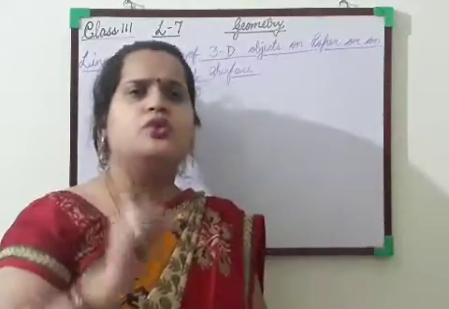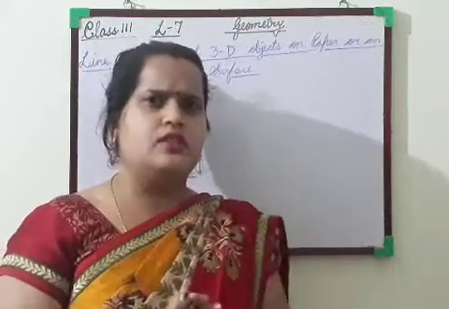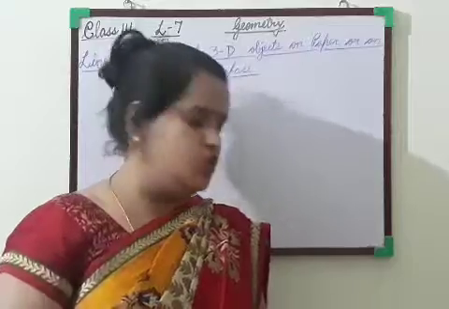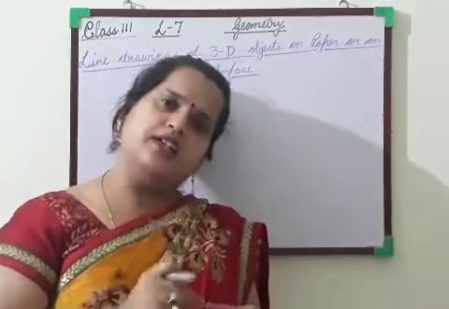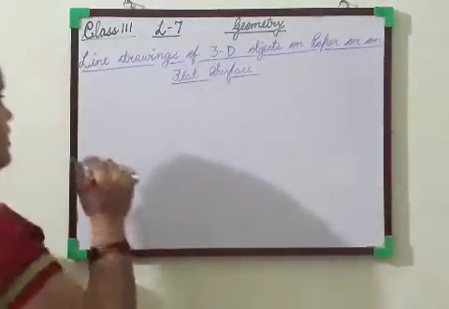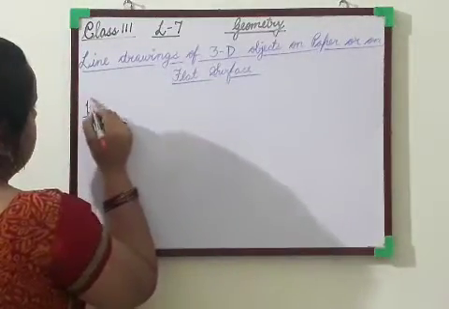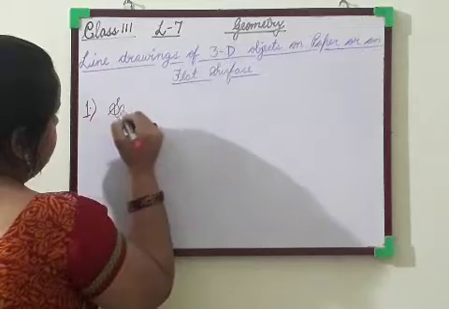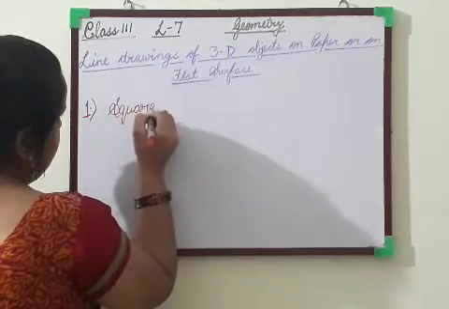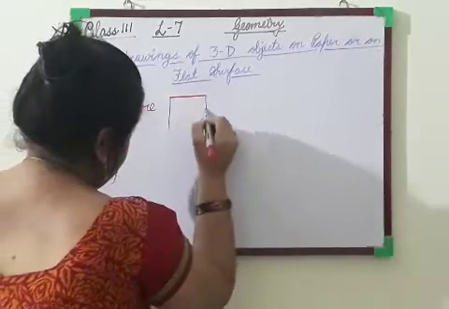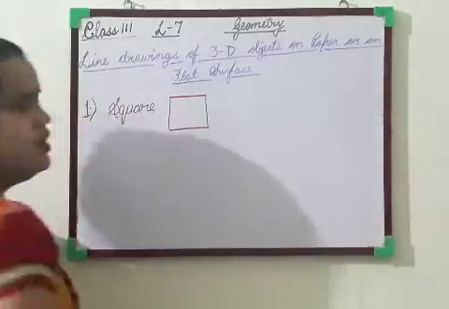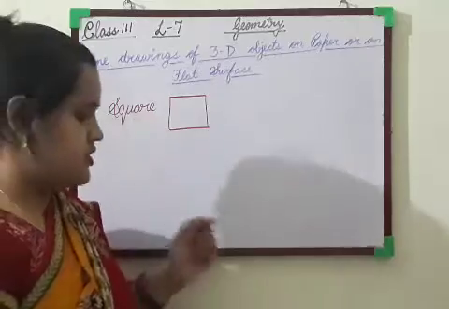Okay. So what are the 2D figures? The 2D figures are those figures in which there is no height. Okay. When we give height to a two-dimensional figure, it becomes a three-dimensional figure. Now see, the first one, square. Okay. First is square. Square is the two-dimensional figure.